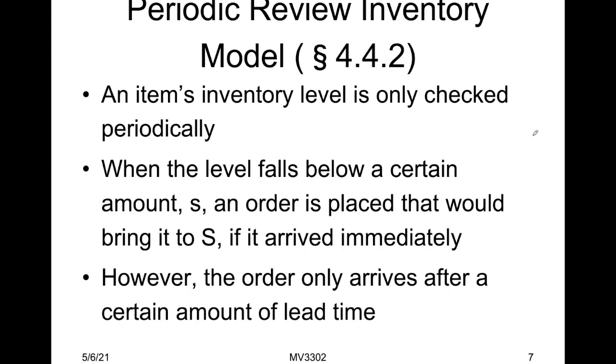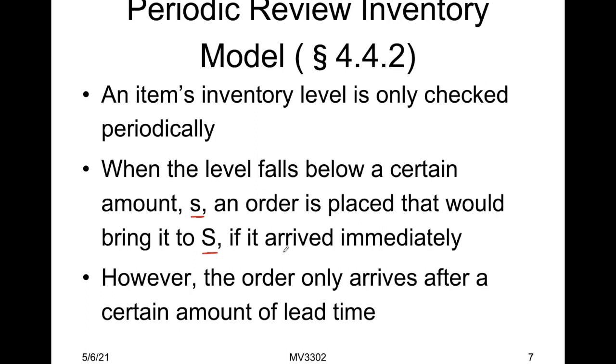But here's the key thing: it's sometimes called a little s, big S model. The idea is that when your inventory level falls below a certain amount, called little s, and this is the terminology, it's not the greatest, but that's what they call it, an order is placed that would bring it up to big S if it arrived immediately.